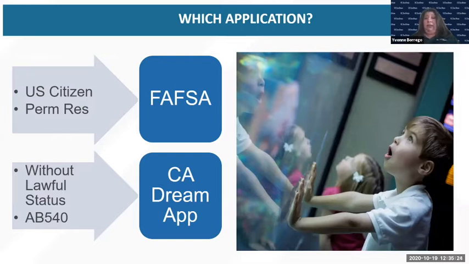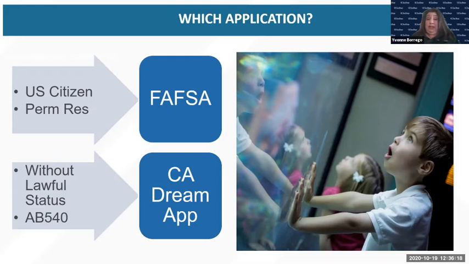So which application, because I mentioned two, which application do you complete? This question is for the student. So student, are you a US citizen or are you a permanent resident? If you answer yes, then you complete the FAFSA. Oftentimes, students are concerned because their parents might not be US citizens or permanent residents. But this question is for the student. If the parent is not a US citizen or a permanent resident, when it comes to putting in the parent's social security number, they will list all zeros. But this question is again for the student.